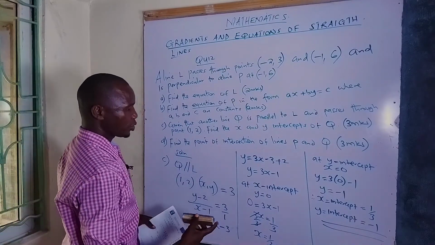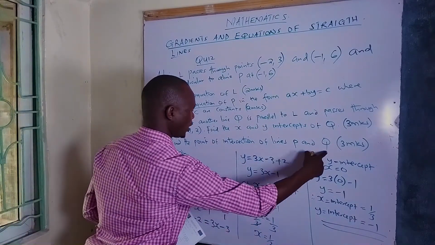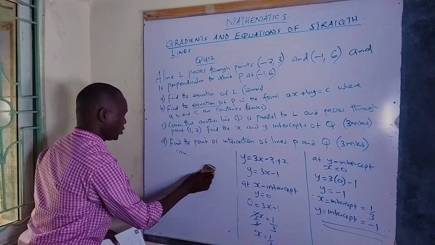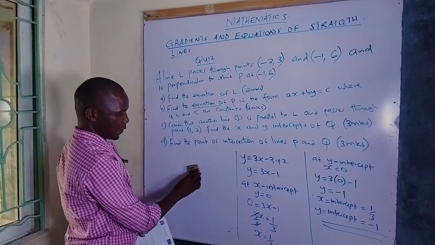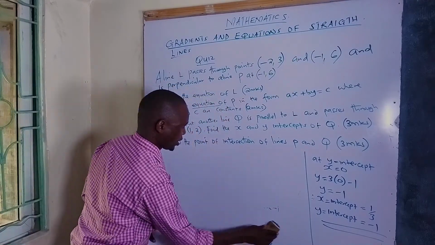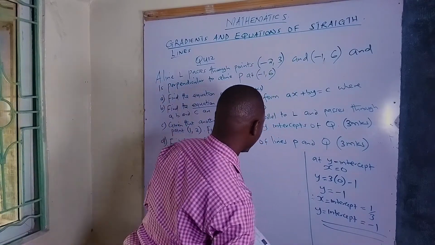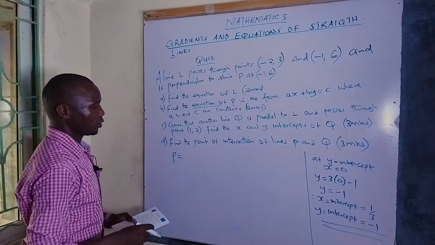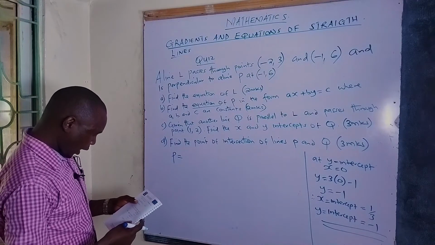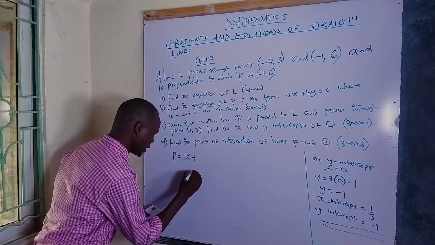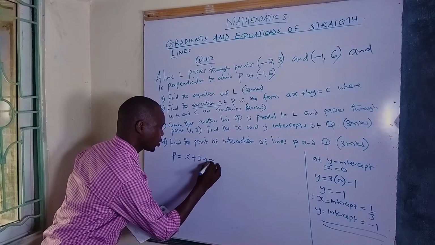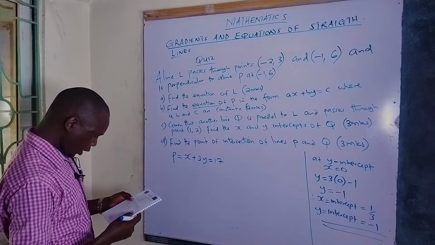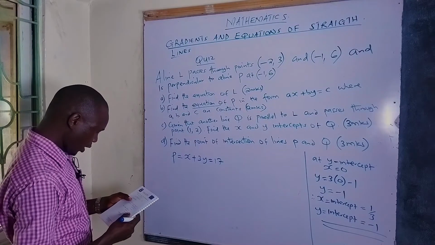The first thing we need to do is to get the equation of P and also the equation of Q. So again, allow me to wrap this part so that we can use it to answer the remaining part. That is, we need the equation of line P, and the equation of line P was x plus 3y is equal to 17.